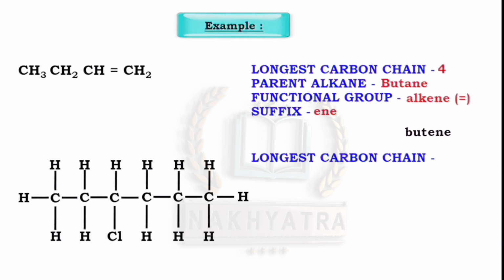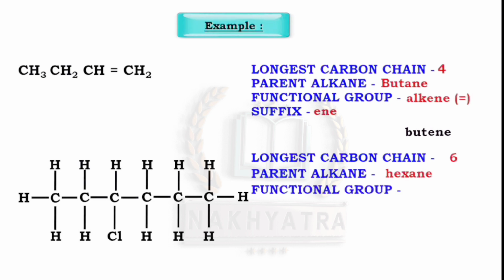See the fourth example. Here the longest carbon chain has 6 carbon atoms. So this is the longest carbon chain. The parent alkane here is hexane. The functional group present here is the halo group, since chlorine is present. The prefix we will use is chloro. So the compound name will be chlorohexane. Right?